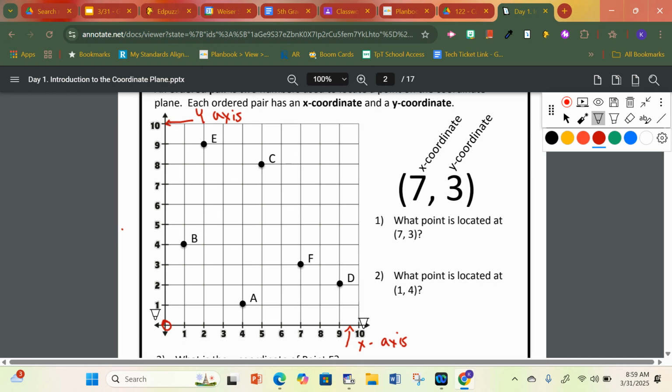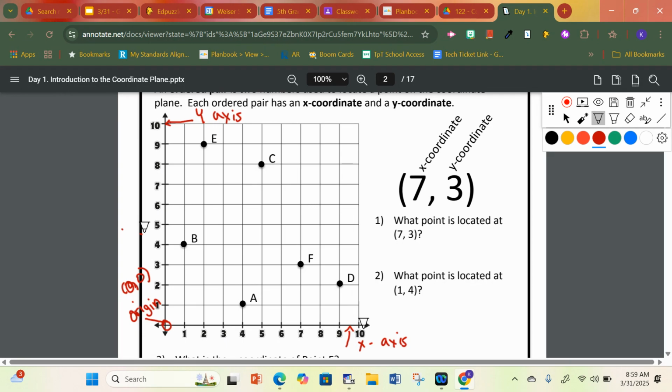Make sure everybody's labeling their paper. Heads up, pencils in your hand. This is known as the origin, O-R-I-G-I-N. That's the origin, and the place of origin is 0 on the x and 0 on the y. So it's 0, 0, okay? We'll talk a little bit about that in a minute. But where they intersect is known as the origin.